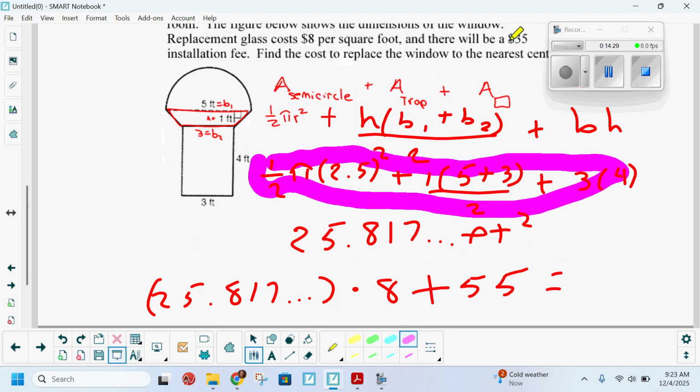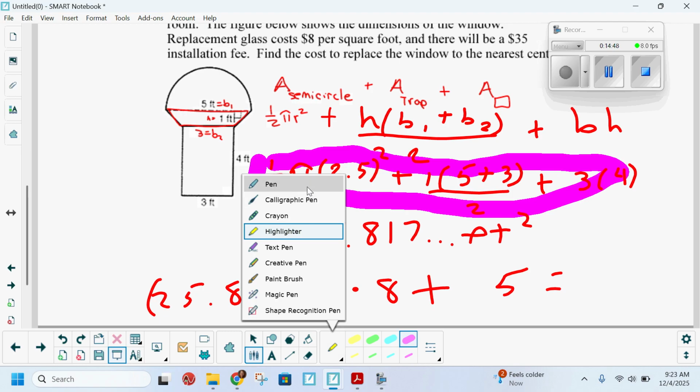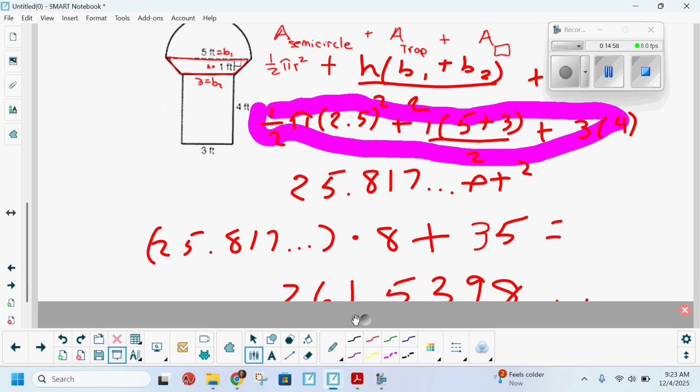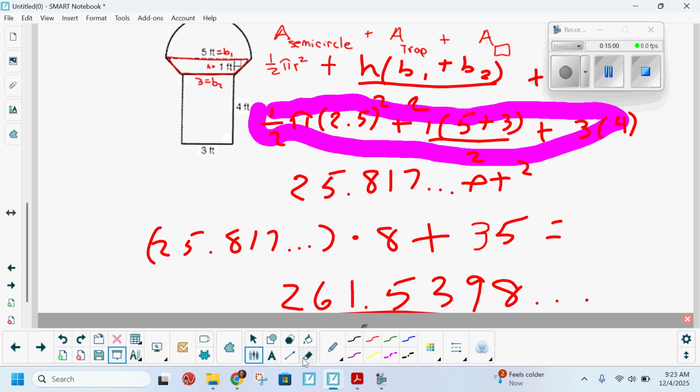And then I'm going to add the, oh, it's 35. Whoopsies, I did 55. So I better fix that. So this should be 35. Try that again. So this is $35, which means my answer is going to be a little too big. I got to make this $20 cheaper.